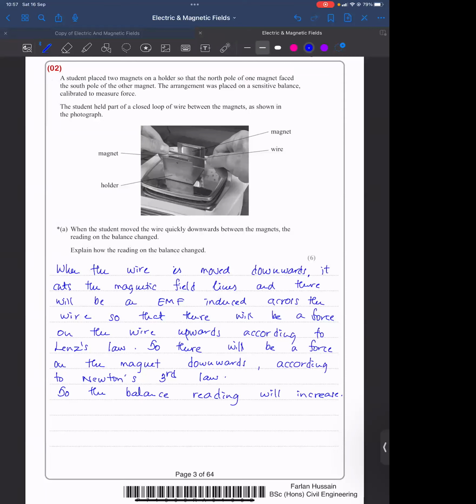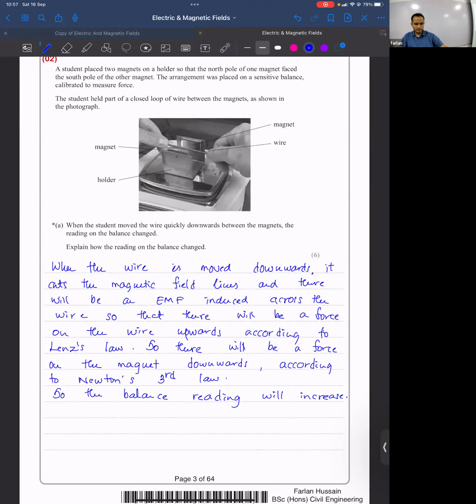I'm not very sure, but to speak about it: the wire is moved downwards, it cuts the magnetic field lines, and there will be an EMF induced. There should be one mark for that. When the wire is moved downwards, it cuts the magnetic field line. There should be one mark here. And there will be an EMF induced. There should be another mark there too.